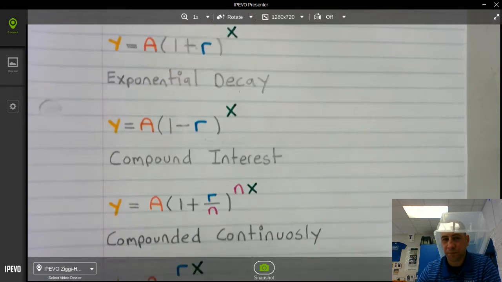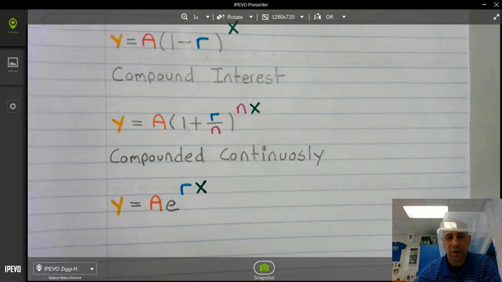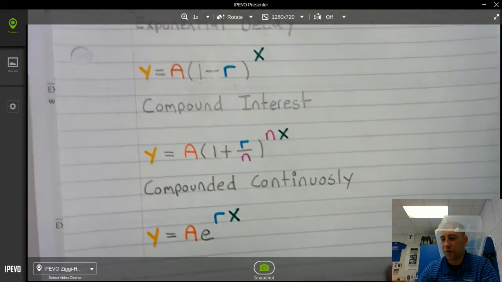Let's look at compound interest and compounded continuously. Compound interest is y equals a, parentheses 1 plus r divided by n, raised to the n times x power. And compounded continuously is y equals a e raised to the r times x power. Pause the video and update your compound interest and compounded continuously. Now that those are updated, let's take a look at our examples.